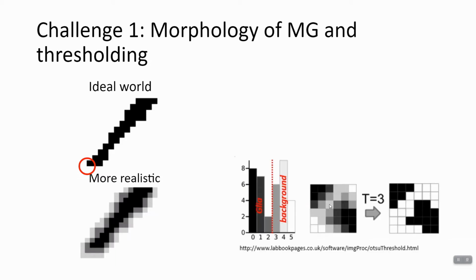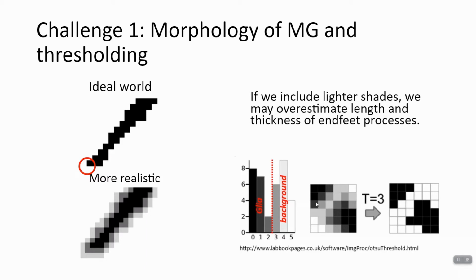The question then arises, okay, but what threshold do we use? If we include all the lighter shade voxels, we risk including artifacts within our data and overestimating the length and volume of microglial cells. If we instead only include the black voxels, although we're more likely to exclude this artifact, we run the risk of underestimating the length and volume of microglial processes. Hence the major challenge here is determining what shades to include within our measurements.